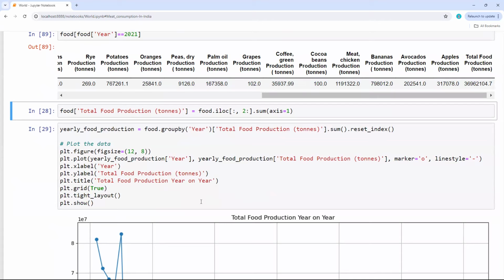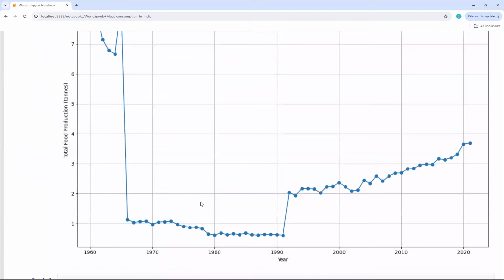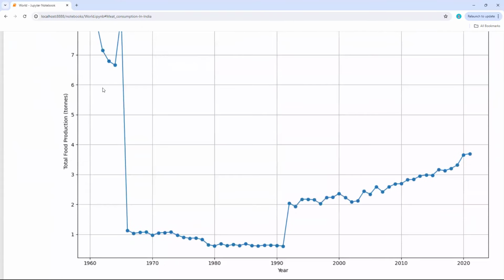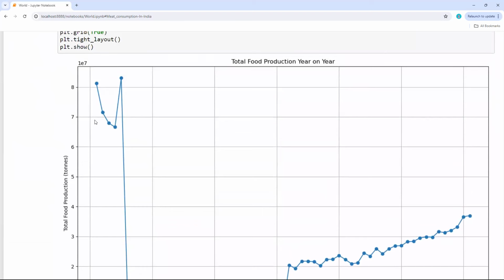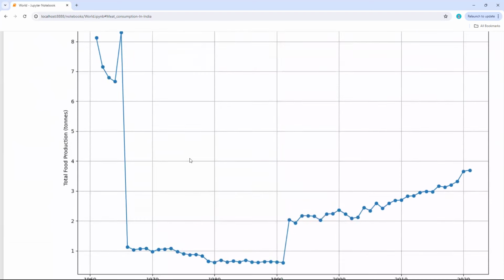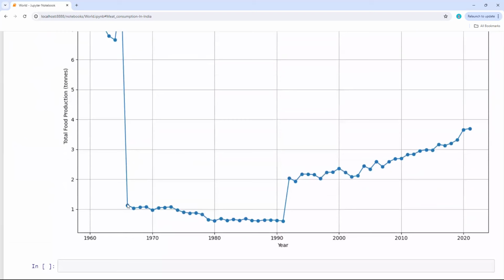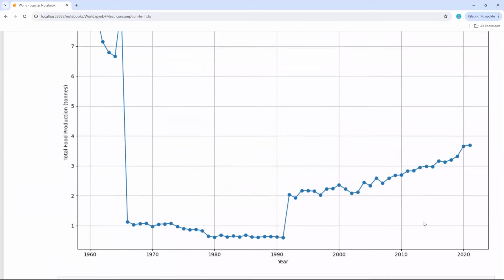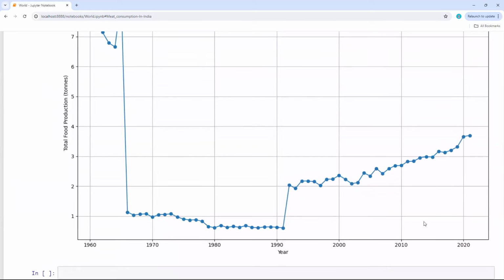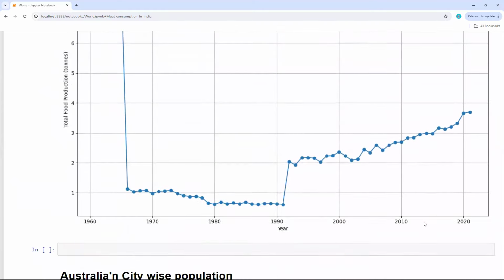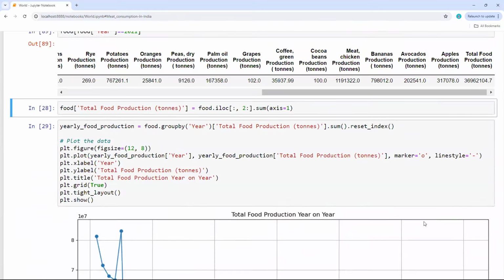So here the data shows that the food production in 1960 is around 8, and it decreased drastically in 1966, or I can say 1967 or 68. Then it kept decreasing till 1990. Then there is an increasing trend from 1990 to 2020. So food production has been increasing for the last 30 years in Australia, and that is about the food production.